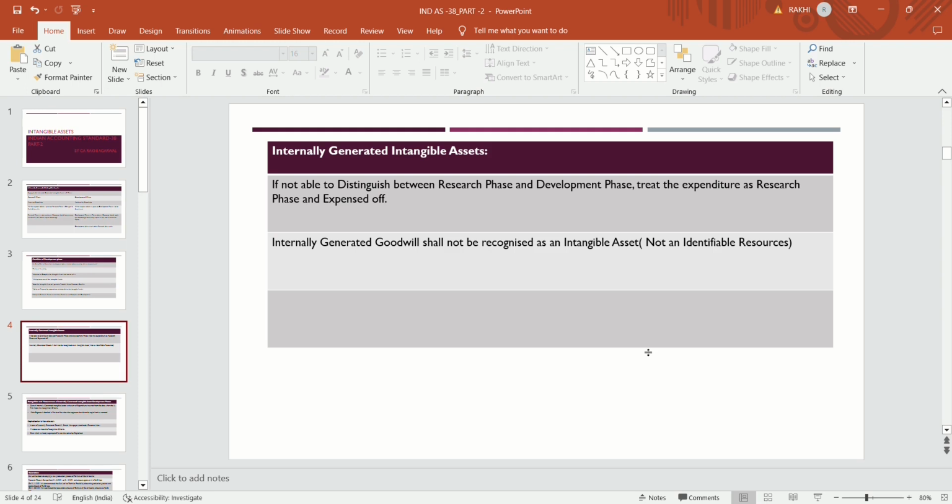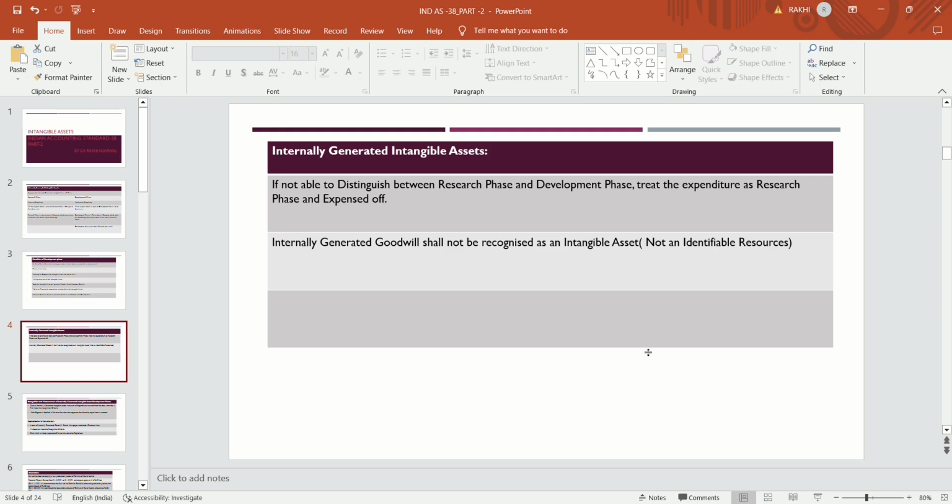be charged to P&L. So if they are not able to distinguish between the research and development phase, and the development phase condition is not being fulfilled, then all the expenses are to be charged to P&L by treating it as a research fee.